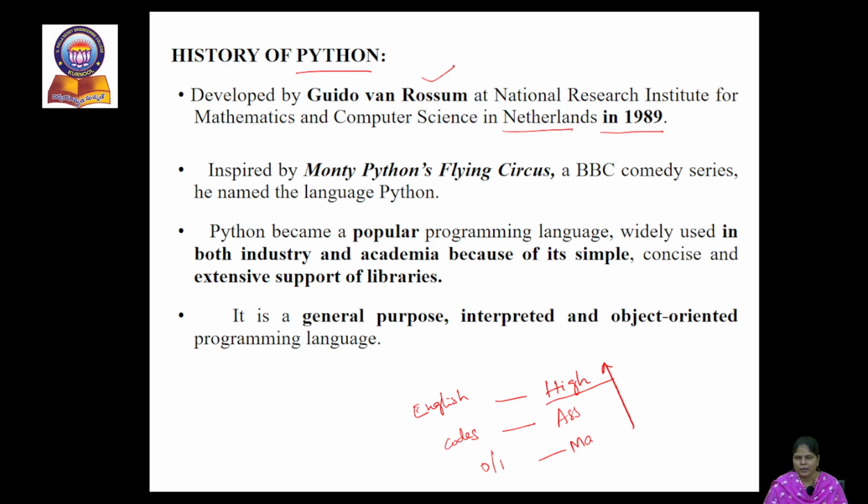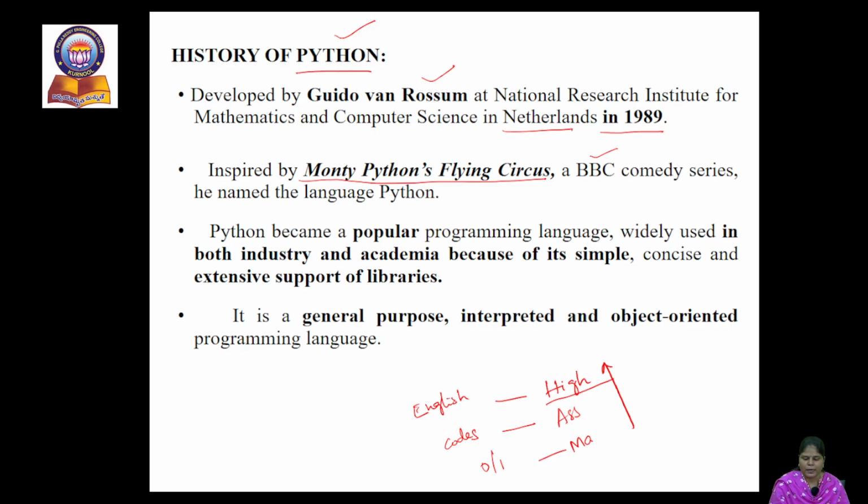This particular language name has been inspired by, or taken from, a comedy series called Monty Python's Flying Circus. This is a comedy series played on the BBC channel. As our developer Guido van Rossum was interested in this particular comedy series, his plan of naming the programming language Python was derived.